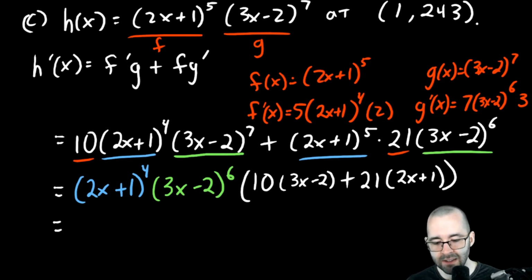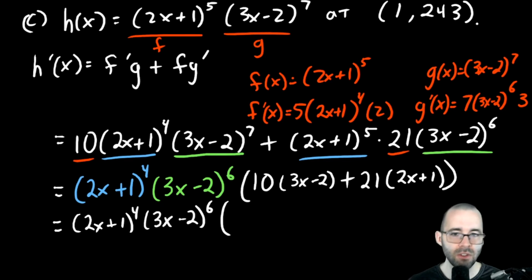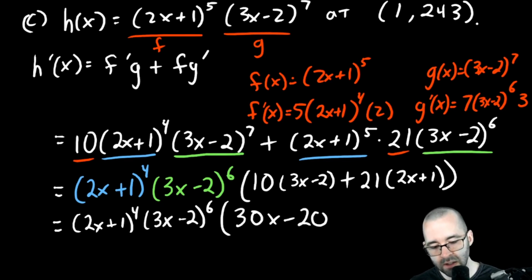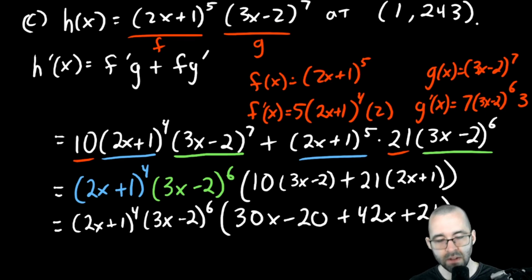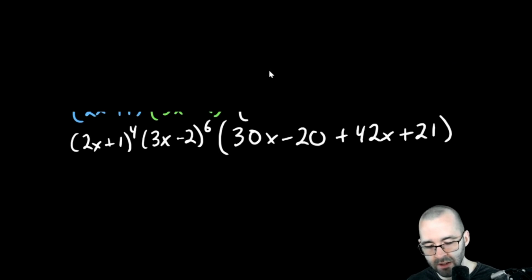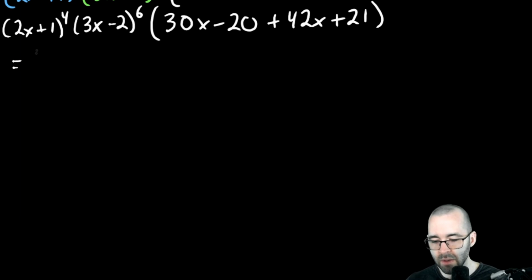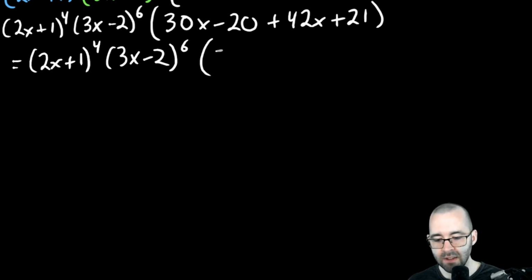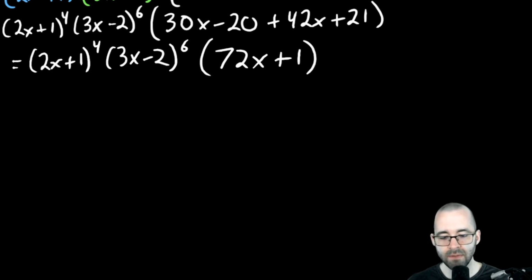And now we can simplify that inside and get some nice things. This is (2x plus 1) to the 4th times (3x minus 2) to the 6th times, how do we simplify that inside? We have to distribute. 30x minus 20 plus 42x plus 21. Collect like terms and then try to factor. I don't want to write too much below my head, so let's go ahead and move this over here. It's going to be, again, (2x plus 1) to the 4th, (3x minus 2) to the 6th, times 30x plus 42x is 72x, minus 20 plus 21 is plus 1. All right, that doesn't factor. But this right here is our completed first derivative.